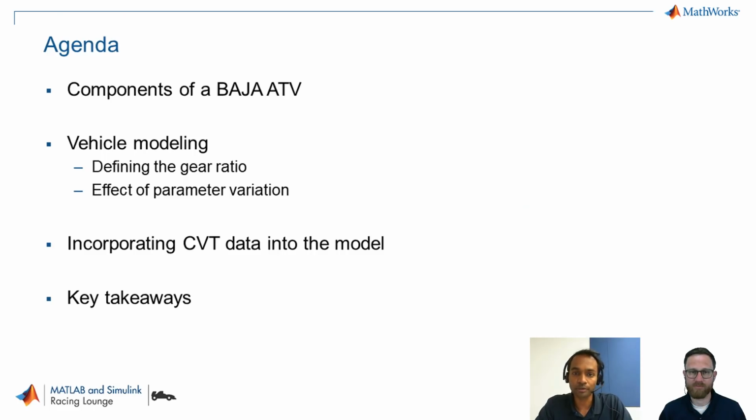Yeah. So this will be our agenda. We'll be talking about the components of a BAJA ATV. Then under vehicle modeling, we'll see how to define the gear ratio. Then we'll look at the effect of varying the parameters. Right, this sounds to me like early stage design. So if a BAJA team just starts, these are exactly the points they want to know, right? Exactly. Then we'll incorporate CVT data into the model. And finally the key takeaway. So let's get started.